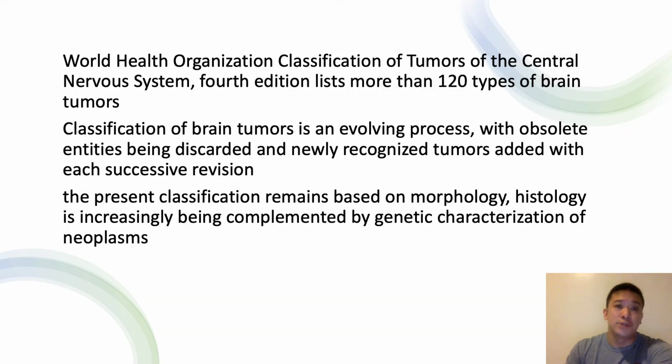So, the WHO classification of tumors of the CNS lists more than around 120 types of brain tumors. So, this is an evolving process with obsolete entities being discarded and new recognized tumors added with each successive revision. So, the present classification remains, again, based on morphology, histology, and is increasingly being complemented by genetic characterization of neoplasms.